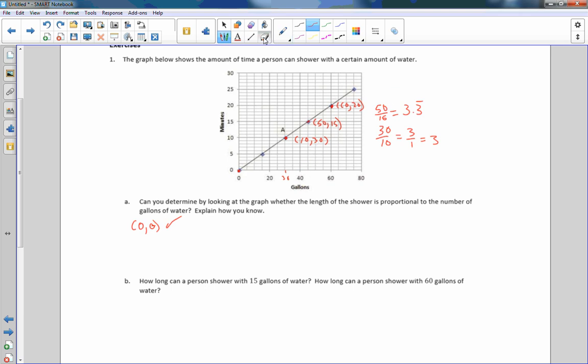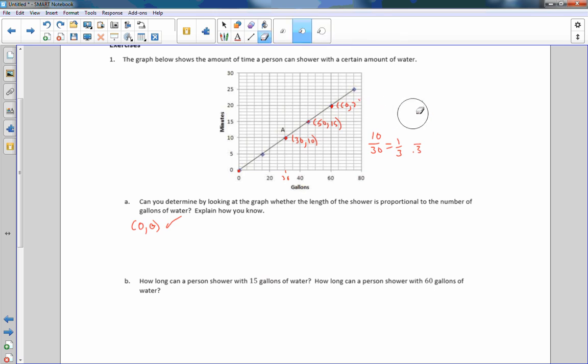Okay, I made a mistake here. Let me fix this. My apologies. This is the point (30, 10), and it's y divided by x. I can't believe I did that. 10 divided by 30 is 1/3, which means 0.3 repeating.